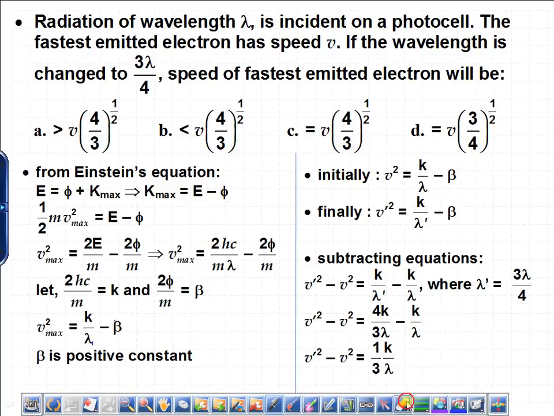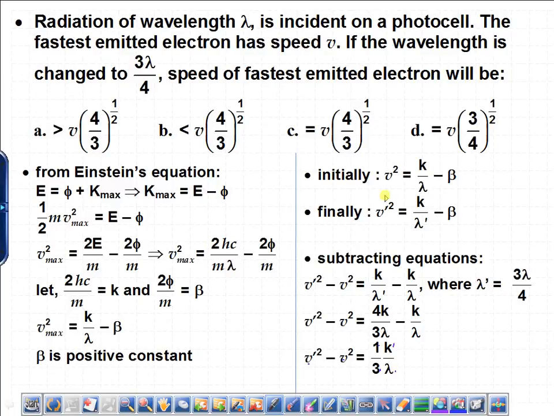Now two conditions are given as far as the wavelength is considered. So we can write initially v square is equal to k by lambda minus beta, and finally v dash square is equal to k by lambda dash minus beta. If we subtract these two equations, v dash square minus v square is equal to k by lambda dash minus k by lambda, as beta gets cancelled during the subtraction. Further, lambda dash is equal to 3 lambda by 4, so putting in that value we get v dash square minus v square is equal to 1 by 3 k by lambda.